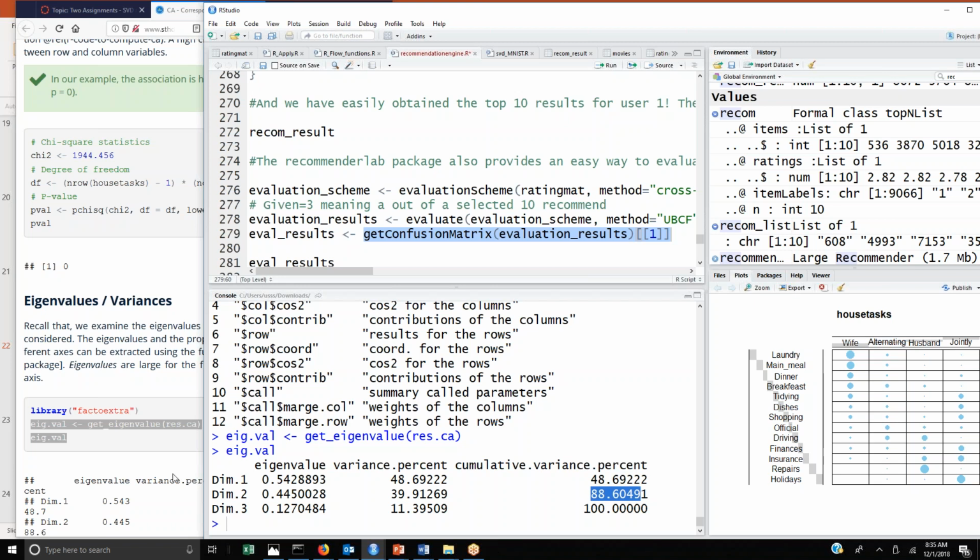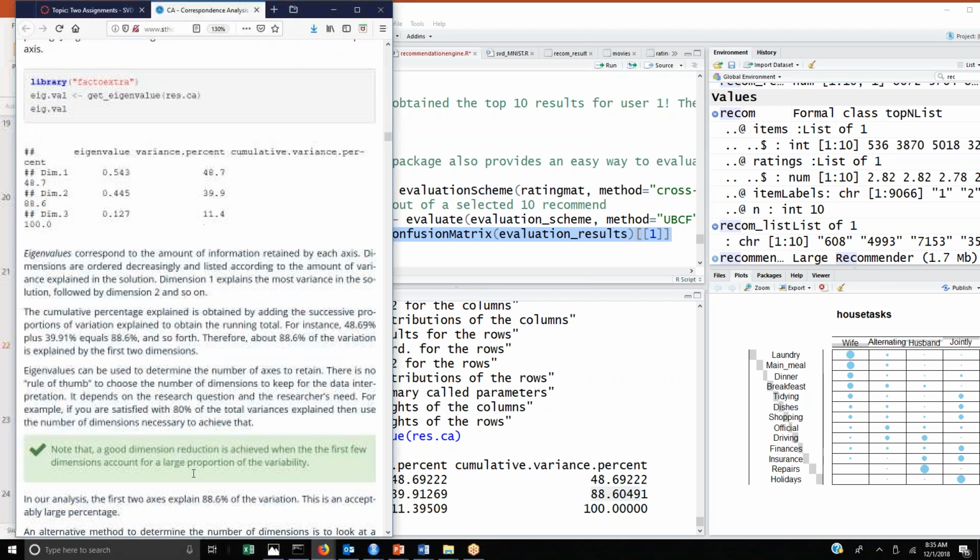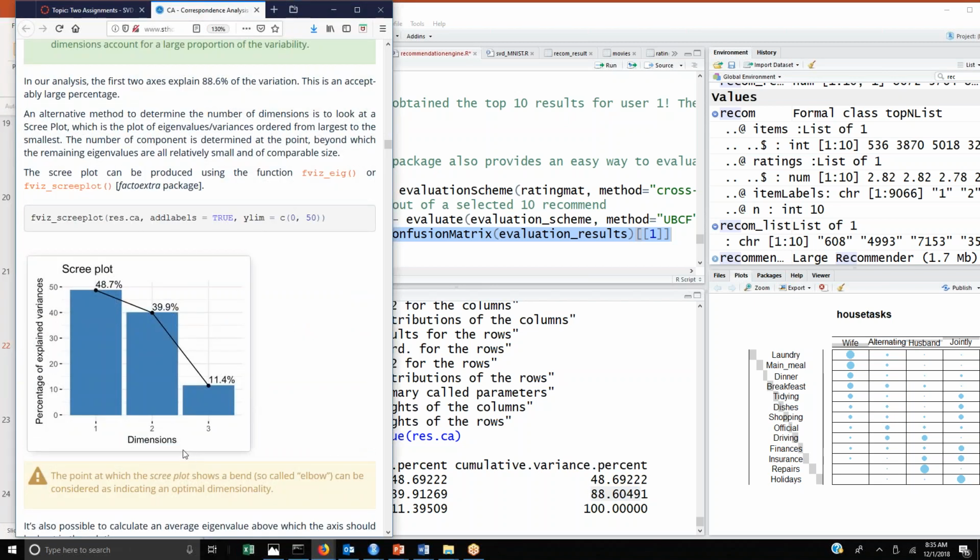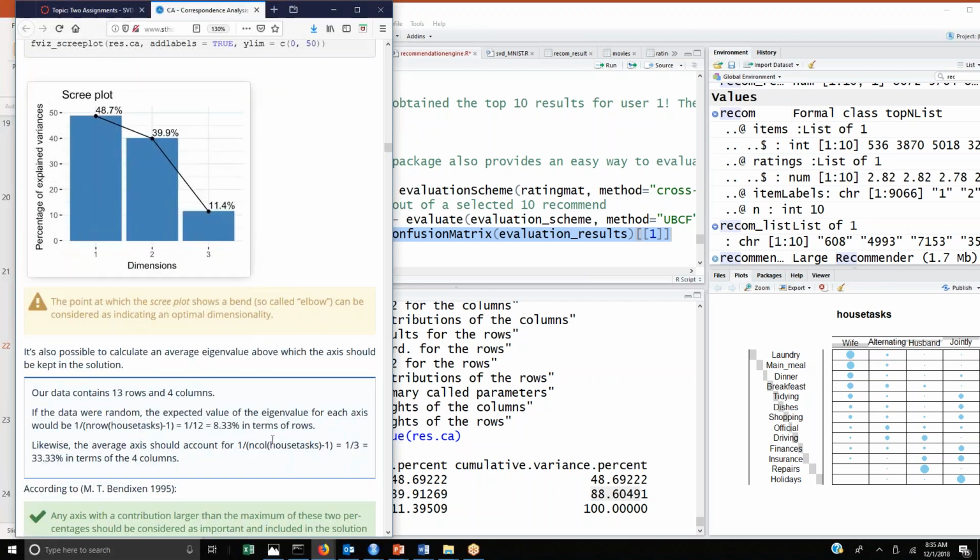So literally speaking, 2 dimensions should be good enough. That's what we are saying. Even though there are 4 columns, only 2 dimensions matter here. Does that make sense? Almost 90% is explained by the 2 dimensions. But what those 2 dimensions mean is an interpretation we have to give.